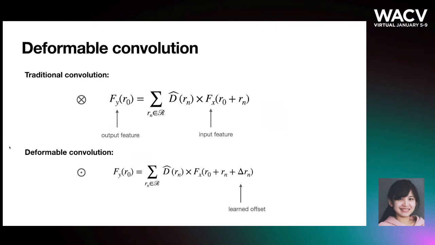Let us review deformable convolution. We use fx and fy to denote the input feature and output feature of the convolution respectively. The difference between deformable convolution and traditional convolution is that deformable convolution further learns an offset delta r at each location to adjust the receptive field of input feature fx on which the convolution is implemented.